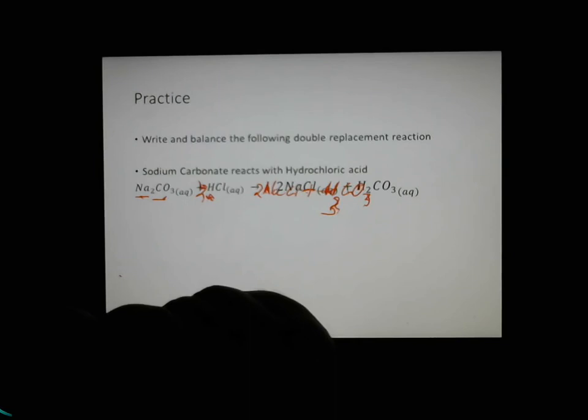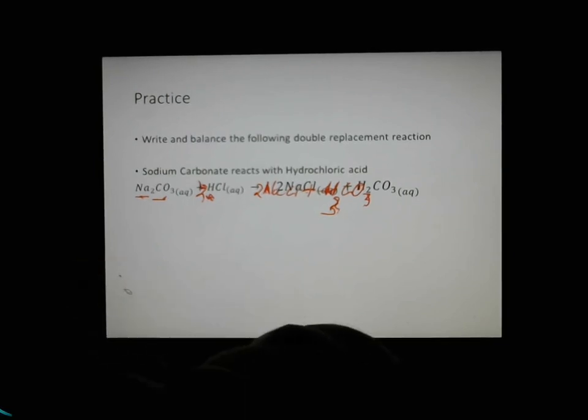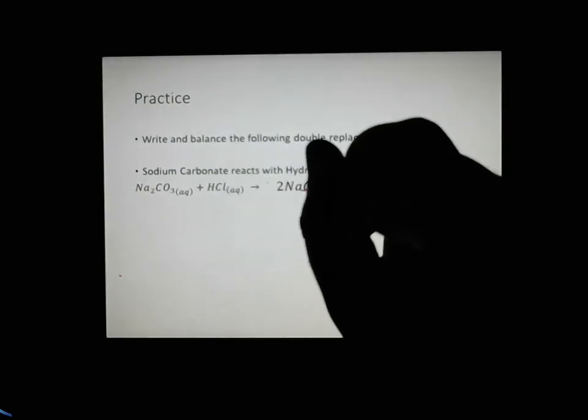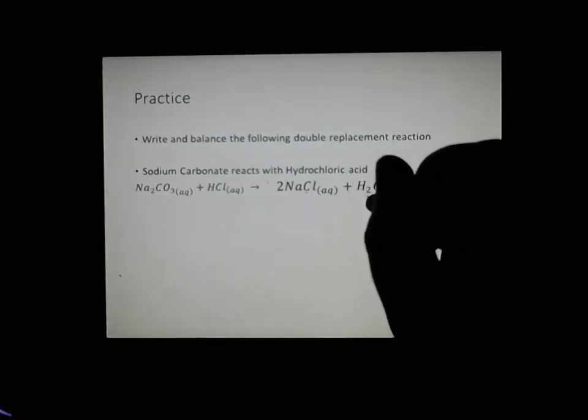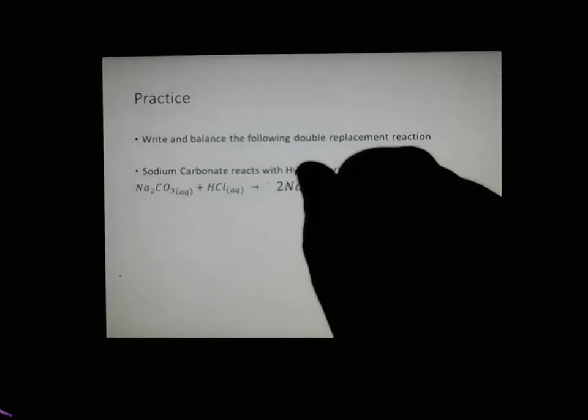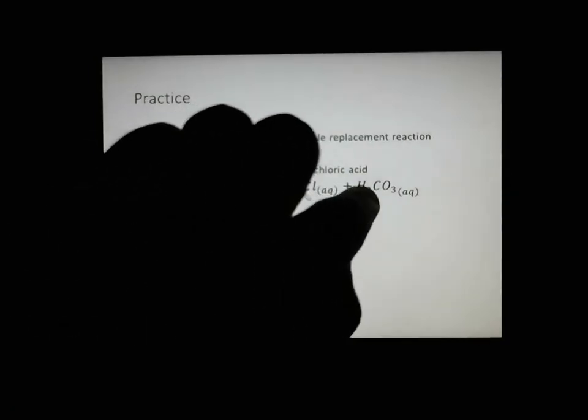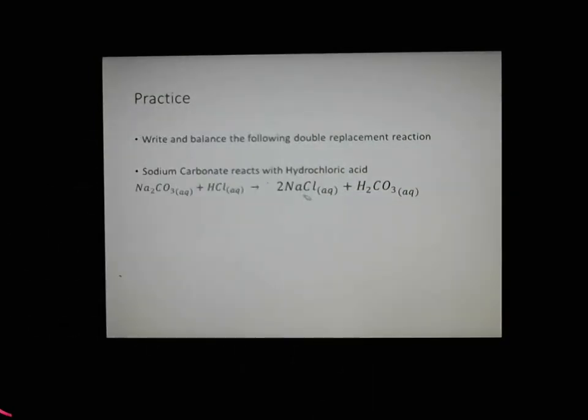And that's what's underneath my messy handwriting. So I'm going to erase all that working just so that we can actually see it neatly. Okay, and so now we can see we've got our 2 NaCl, and they are balancing off against what we've got over here on the left. We've got our H2CO3 over there on the right as well.